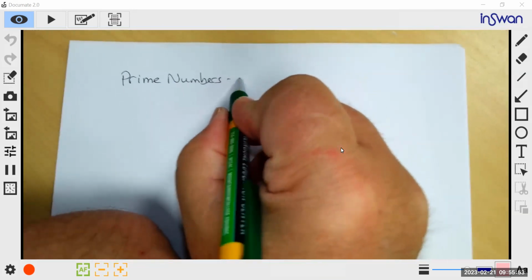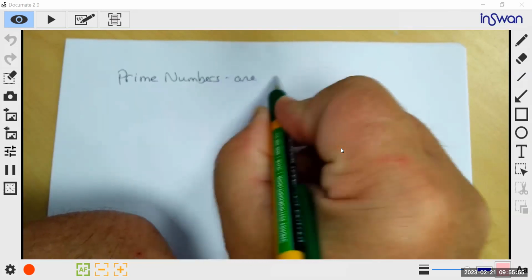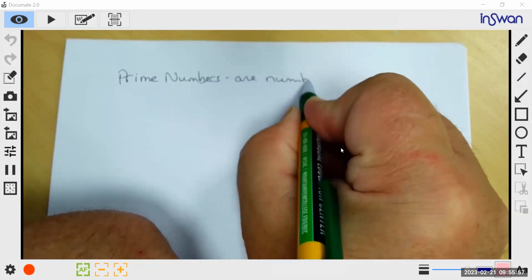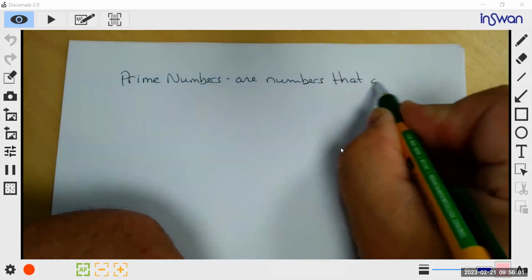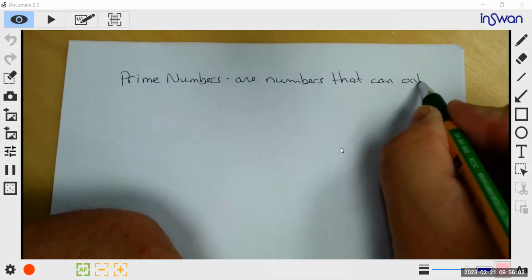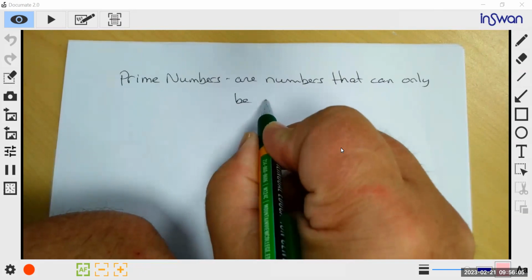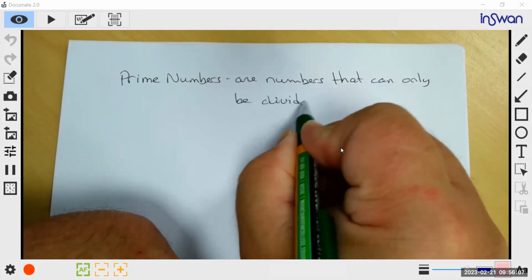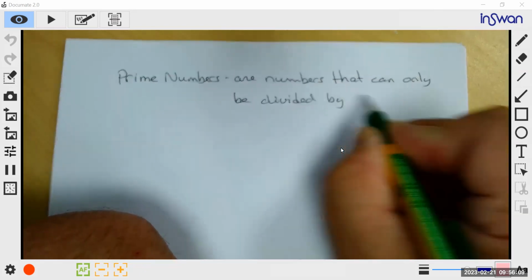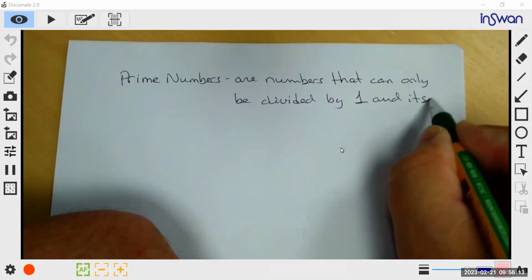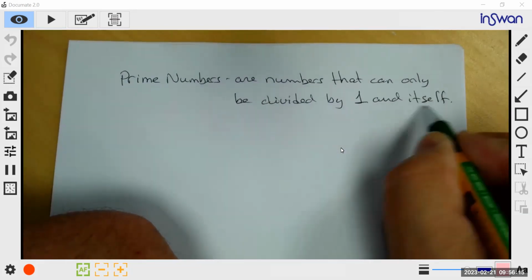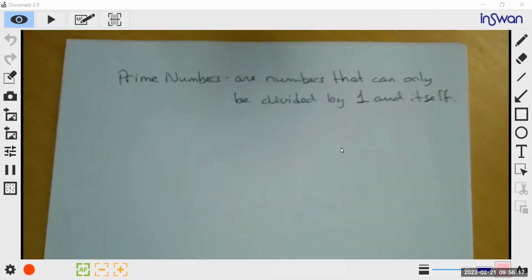Prime numbers are numbers that can only be divided by 1 and itself. Those are prime numbers.